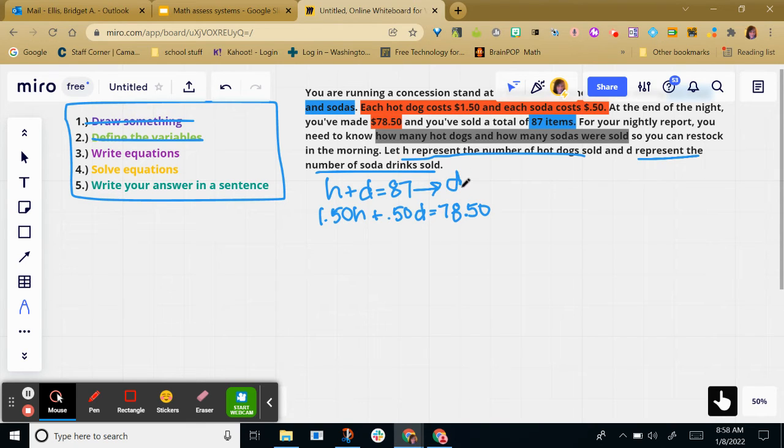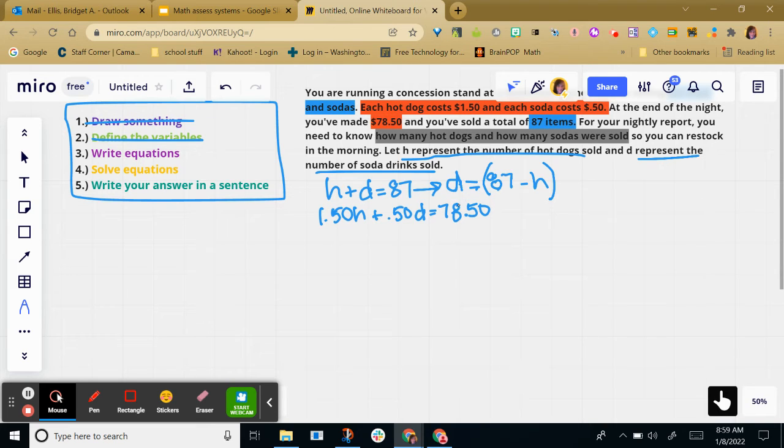I'm going to have D equals 87 minus H. D equals 87 minus H. Now, what this is saying is that D is the same as 87 minus H. So anywhere we see a D, we can just insert 87 minus H, right? I'll just put parentheses around that because D is the same as 87 minus H.